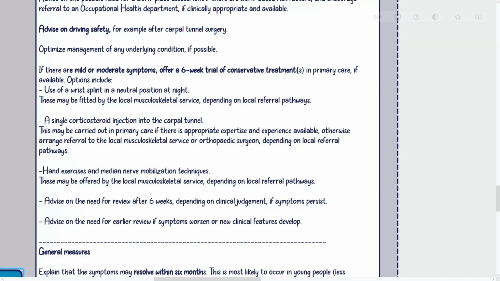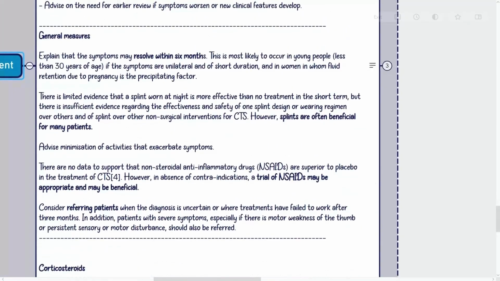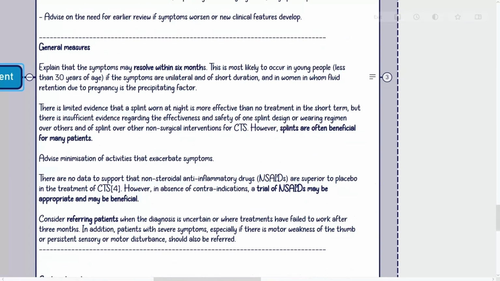Advise on the need for review after 6 weeks, depending on clinical judgment, if symptoms persist. Advise on the need for earlier review, if symptoms worsen or new clinical features develop. Explain that the symptoms may resolve within 6 months. This is most likely to occur in young people, less than 30 years of age, if the symptoms are unilateral and of short duration, and in women in whom fluid retention due to pregnancy is the precipitating factor.